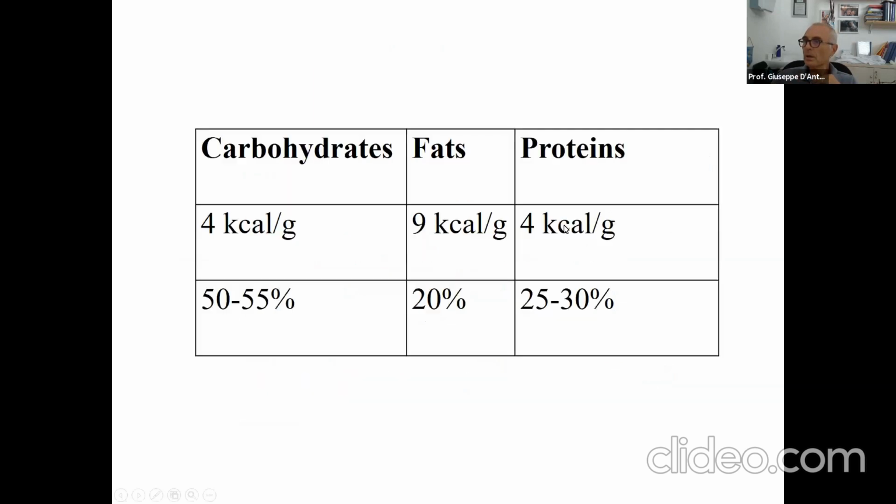So, we propose another approach based on lower carbohydrate intake of about 50 to 55%, an increase in fats to 20%, which is the minimum level to maintain HDL production within the cells, and higher protein intake to counteract disuse and the effect of disuse on skeletal muscles in these patients.